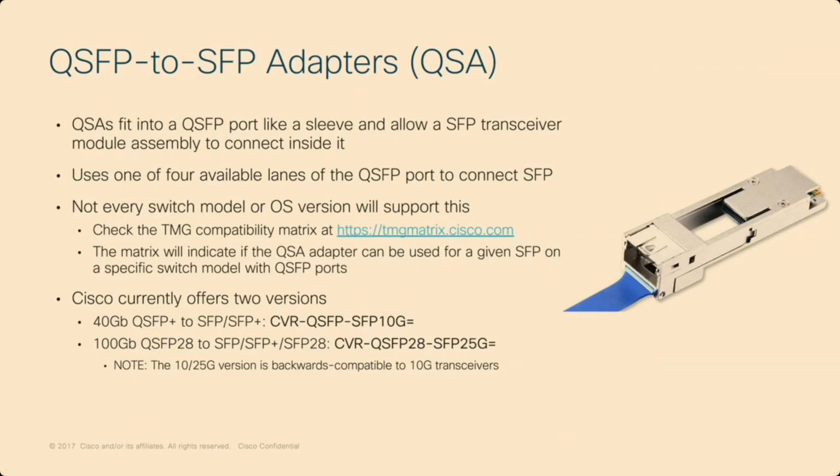If you want to figure out exactly where this adapter is supported, go to the TMG compatibility matrix, and I'll show what that looks like in a little bit. Basically, we go up to this matrix tool, plug in the model of device, and it will tell you exactly what transceivers are supported. If it shows an SFP transceiver, you can look it up, and there'll be a little tooltip you can hover over that will show you exactly which type of QSA adapter might be needed. We actually offer 2 different versions. One is meant for 40 gig to 10 gig, and the other is 100 gig QSFP28 to 25 gig SFP.